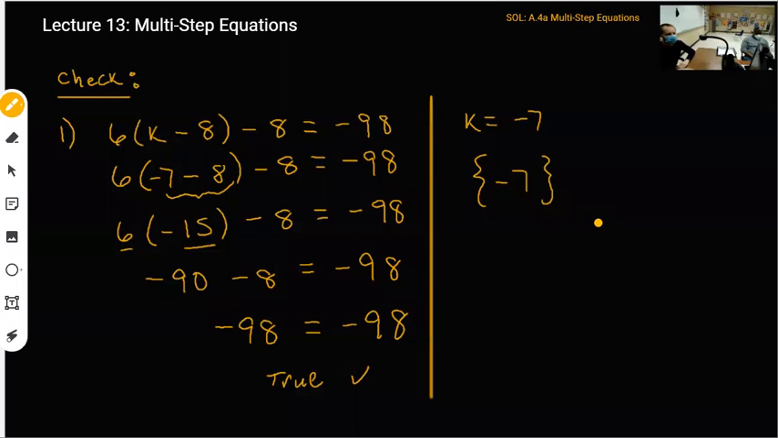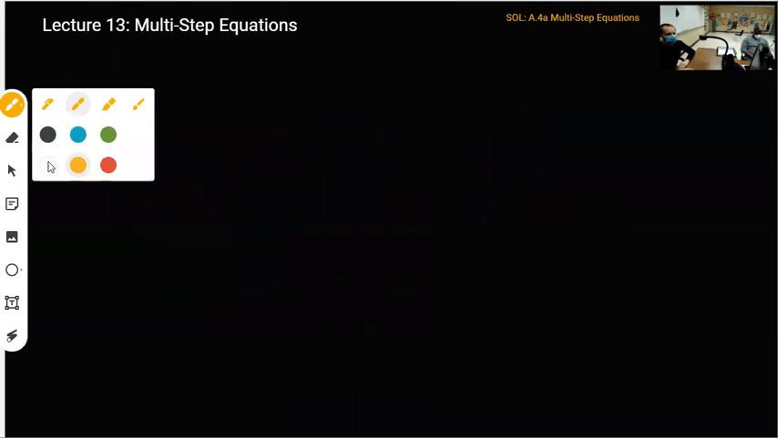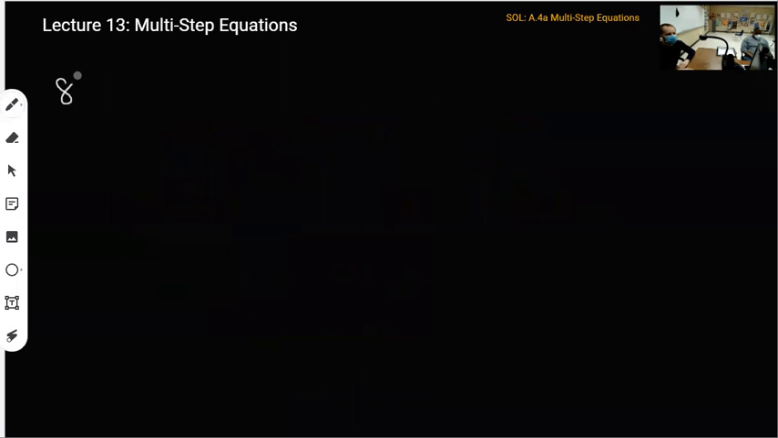All right. Let's look at another one like that that is very similar, but it's going to have variables on both sides. Let's check out number 8 on the problem set. Number 8. I've got -5 times m minus 4 is equal to 12 minus 4m.